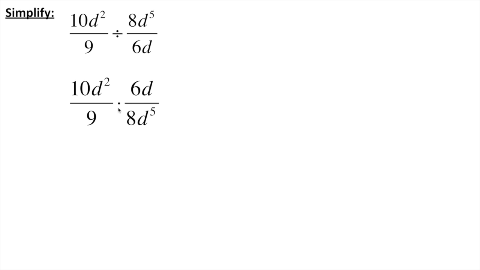Well, now that we've got multiplication here, we're just going to multiply the top and multiply the bottom. So the top here is just 10d squared times 6d, over 9 times 8d to the fifth. That's all we're really doing there.